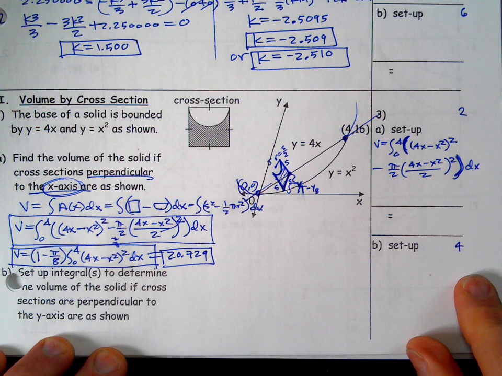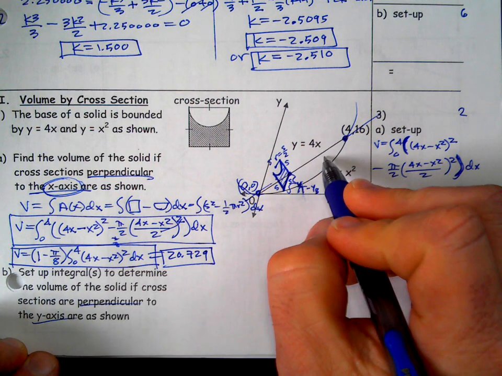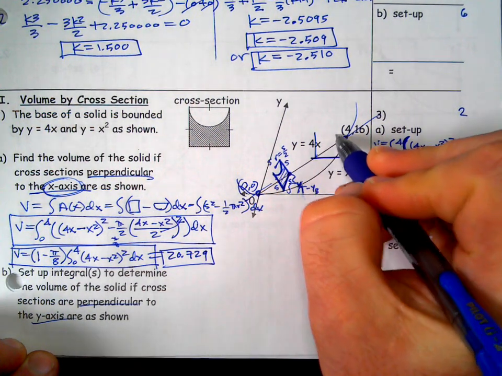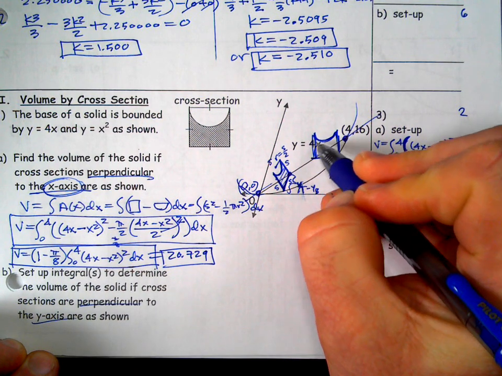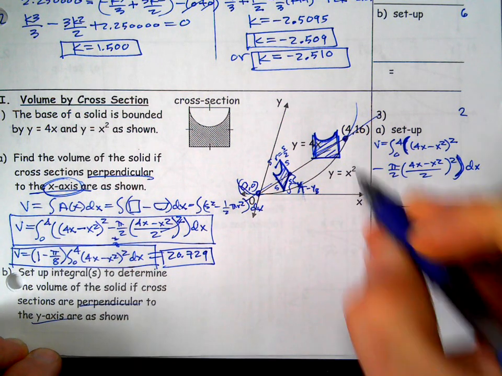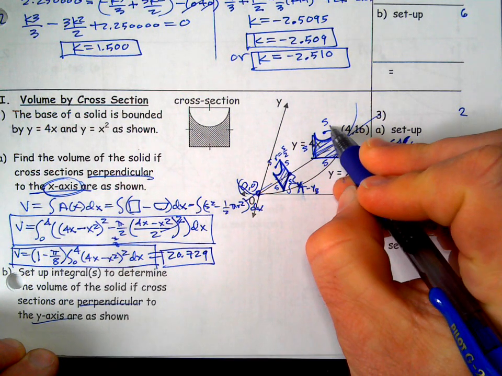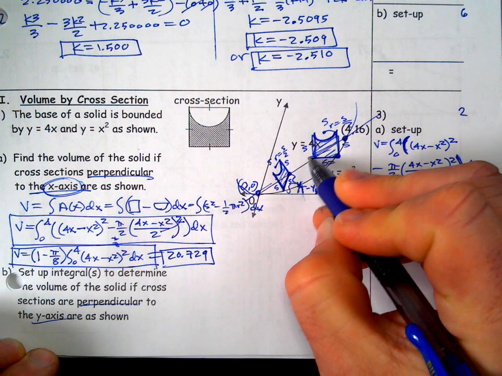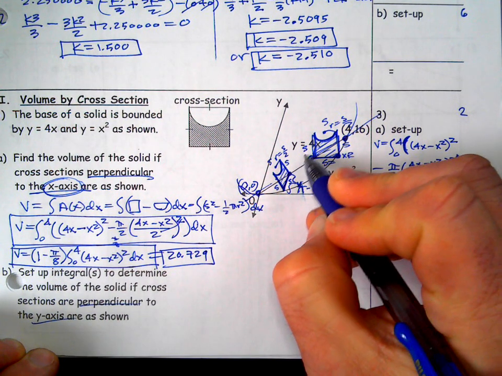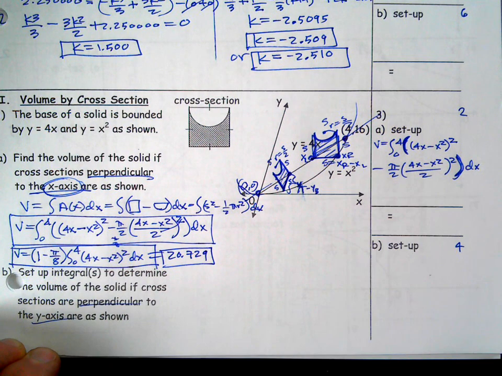Okay, B, set up an integral to determine the volume of the solid if the cross sections are perpendicular to the y-axis. So that's going to be like this. Same shape, unless I tell you a different shape. And so you have side, side, side, side. Radius is half of a side. The side is x right minus x left. I write all over these pictures. X right minus x left.